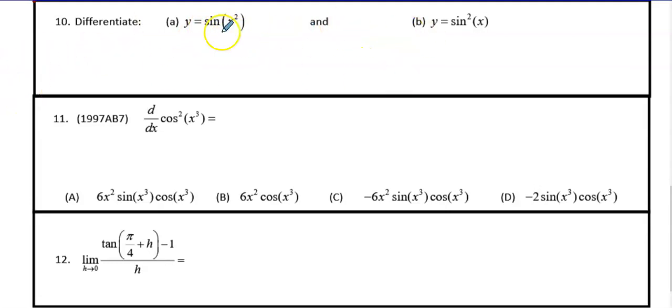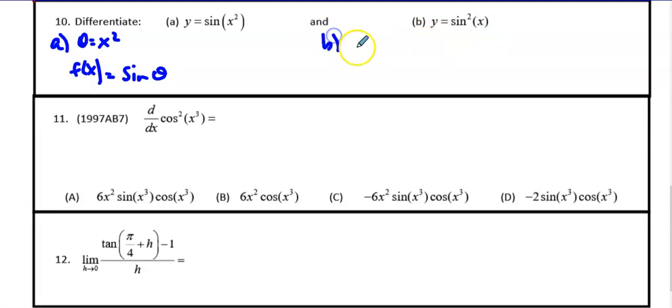So I'd like to start with question number 10, because if you look at these two problems, they look very similar. But the first one is just the sine of theta, and the theta is actually x squared. So for question A, theta is equal to x squared, and our function is just going to be the sine of that theta. However, for B, our theta is going to be equal to x, and our function is actually going to be equal to sine of theta quantity squared.